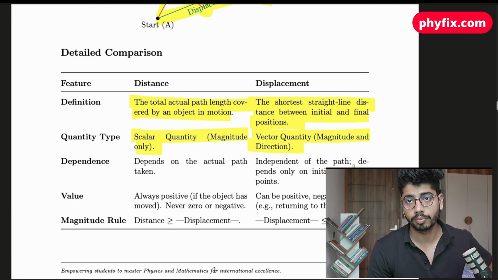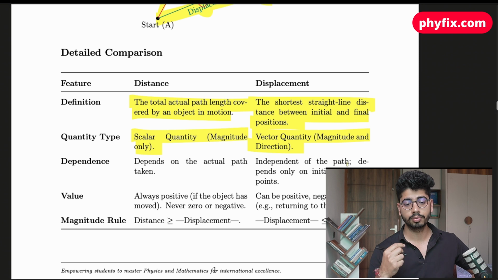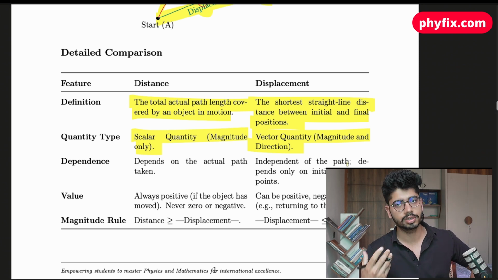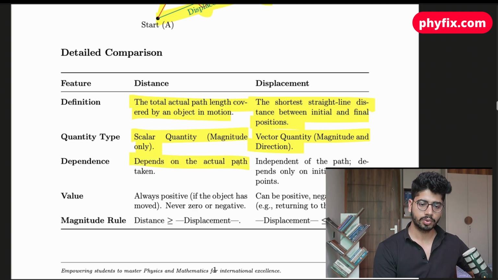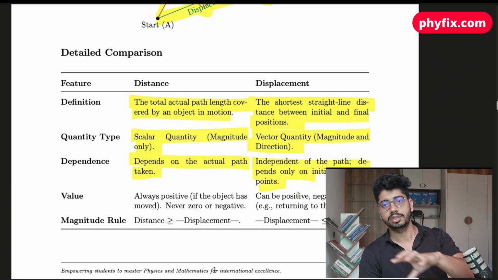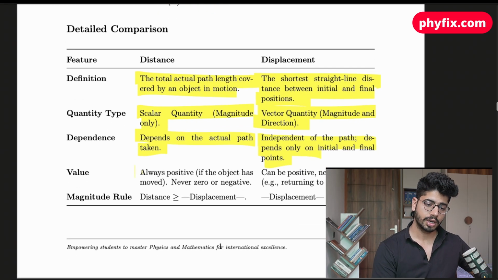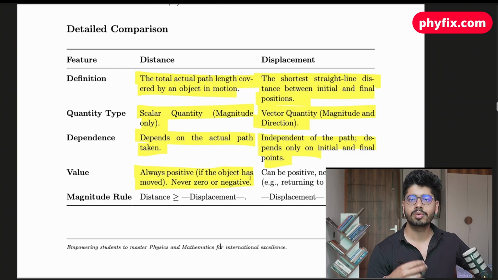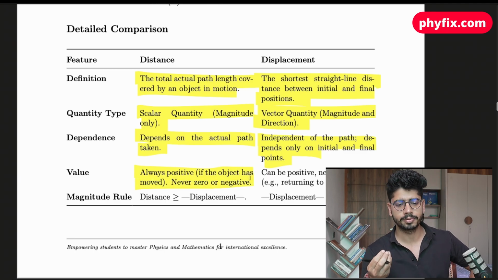A vector quantity has both direction and magnitude. We will talk later more about how to represent vector quantities. Distance depends upon the actual path covered. Displacement is independent of the actual path; it just depends upon the initial and the final position. Distance is always positive. It can never be zero or a negative quantity. Displacement can be negative or zero also.